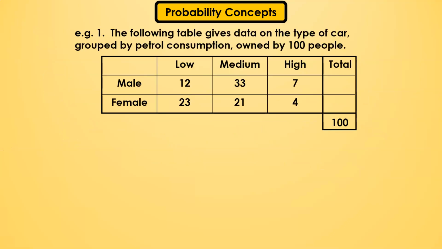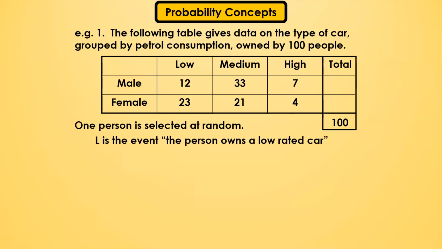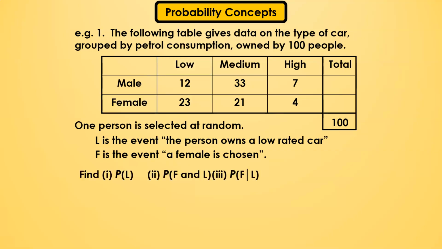So here is our question. The following table gives data of a type of car grouped by petrol consumption, so low, medium or high, and owned by 100 people, which is split into gender, male or female. With all these tables, the first thing is make sure we get the totals. Oh, no, we don't need the totals. One person is selected at random. L is the event that the person owns a car that is low rated. And F is the event a female is chosen.